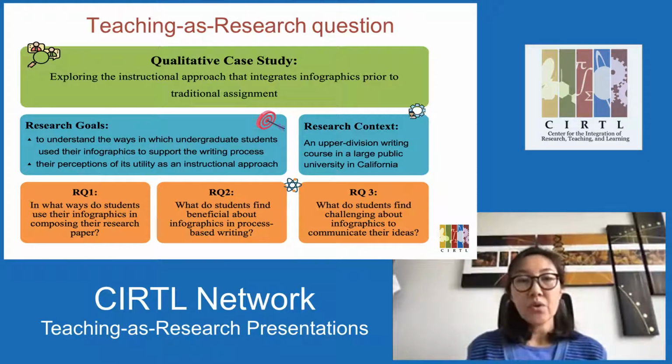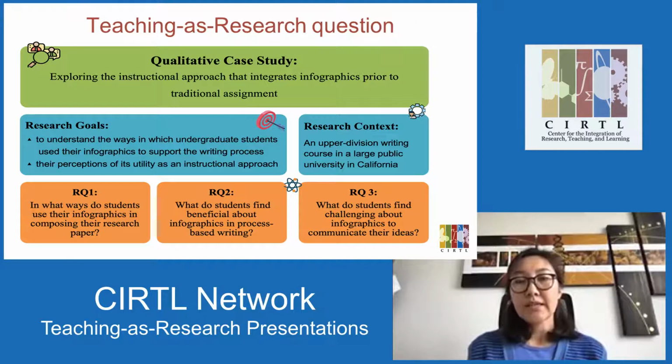My research goals are to understand the ways in which undergraduate students used their created infographics to support the writing process. I also wanted to find out their own experiences and perceptions of engaging in this kind of multimodal approach in the traditional or process-based writing.